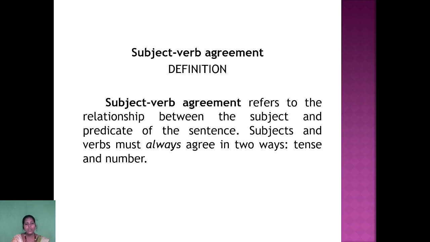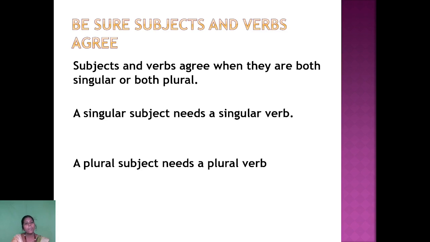First we have to get detail about the subject and verb. If you take a sentence, first of all there is a subject and the second one is a verb, but both have a good agreement. That's why we create a sentence in every passage. Be sure subject and verbs agree. Subjects and verbs agree when they are both singular or both plural. This is the first rule for us.